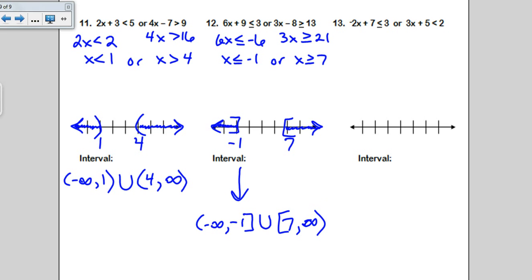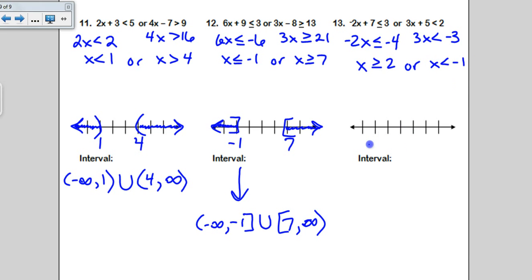Okay, and 13, our last problem, same thing, solve them both. We're going to subtract the 7. We get negative 2x less than or equal to negative 4. Now careful, here you are dividing by a negative, so we're going to have to flip this sign. x is greater than or equal to 2. Or 3x less than negative 3. x is less than negative 1.